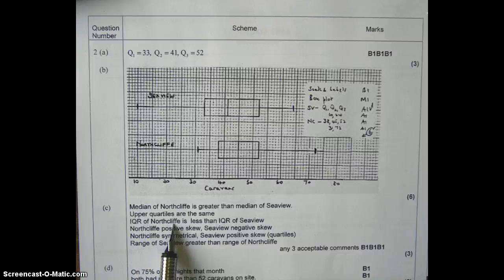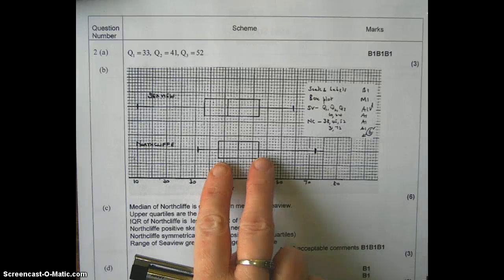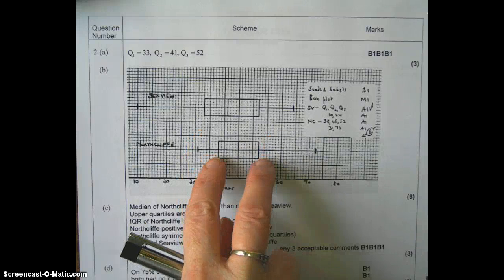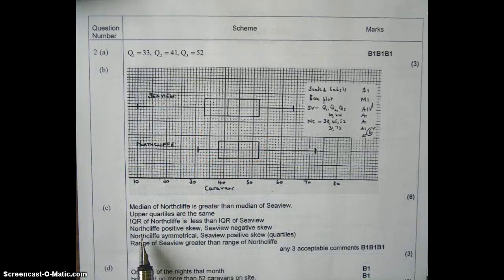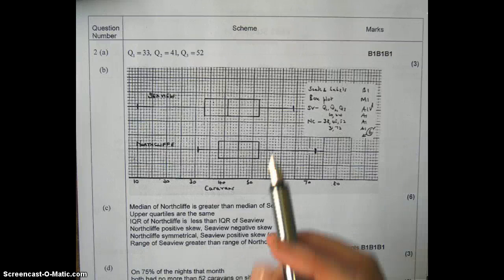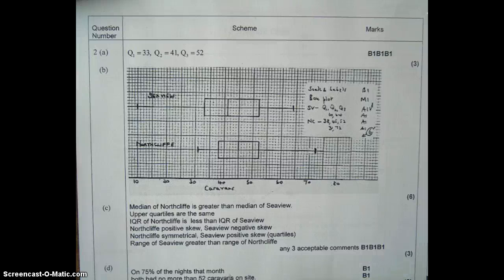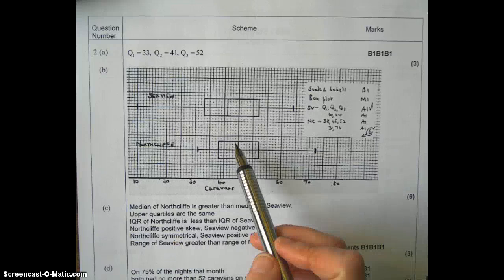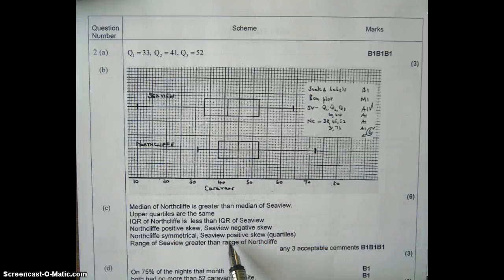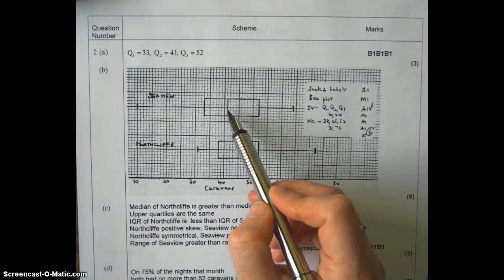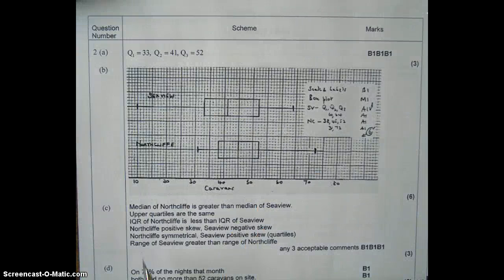Interquartile range of Northcliffe is less than Seaview. You can see from your diagram this is smaller than that one. So that's a less than. Northcliffe has a positive skew, Seaview a negative skew. So very slightly positively skewed here and negatively skewed on this one. Or they've accepted that Northcliffe is symmetrical because this is right in the middle, and Seaview has a positive skew here with the quartiles. So they've accepted either of those. This is probably the one that we would have given to say that Northcliffe is symmetrical, Seaview is positive.